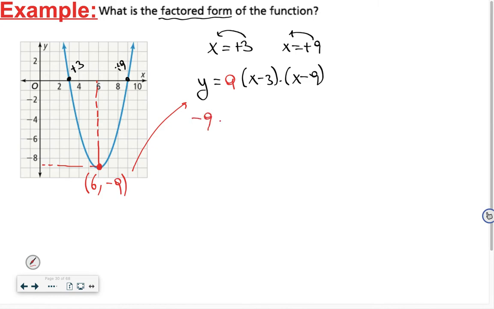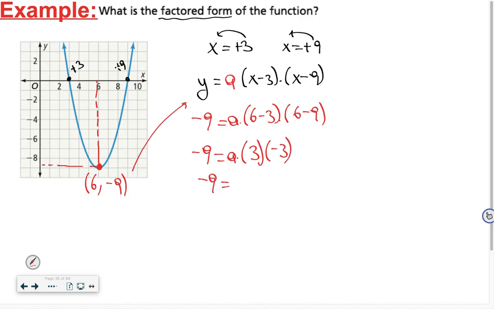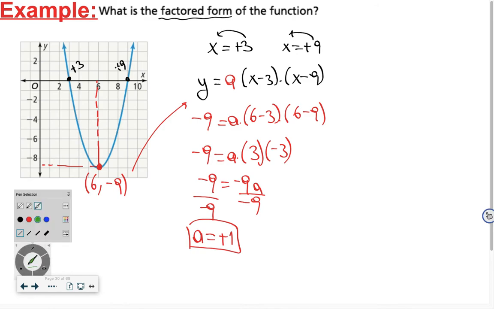Let's substitute. Negative 9 is equal to a times 6 minus 3 times 6 minus 9. From here, negative 9 is equal to a times 6 minus 3, which is positive 3, times 6 minus 9, which is negative 3. Negative 9 is equal to 3 times negative 3, which is negative 9, times a. Divide both sides by negative 9. A is going to be equal to positive 1. I can't say that a is always 1, but for this question, like the previous question, we found a is equal to 1. But you need to do these steps all the time. So, what is your factored form? Y is equal to x minus 3 times x minus 9, and this is the factored form.